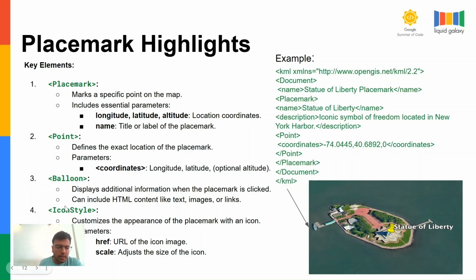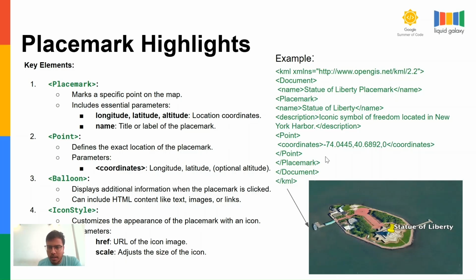So IconStyle is the next one, which customizes the appearance of the placemark with an icon. So here we can see that our icon for a placemark is a bit different than what we have used previously. This is because we can use a separate icon using the IconStyle tag. So we can provide the href for the icon image, whatever icon we want to use in the placemark, and scale basically adjusts how big or small we want the icon to be. So these are two important tags that you can use with IconStyle.